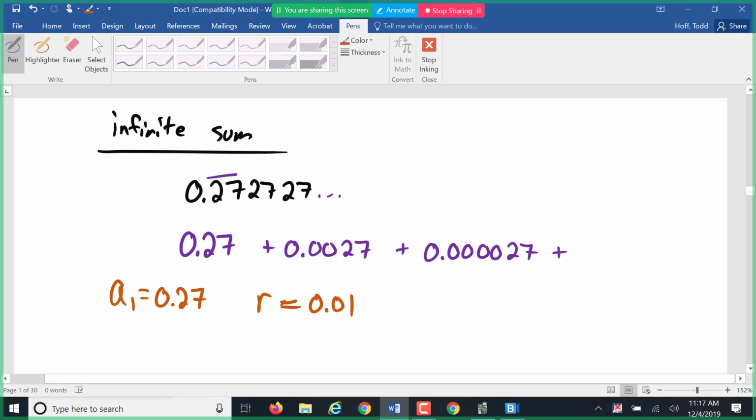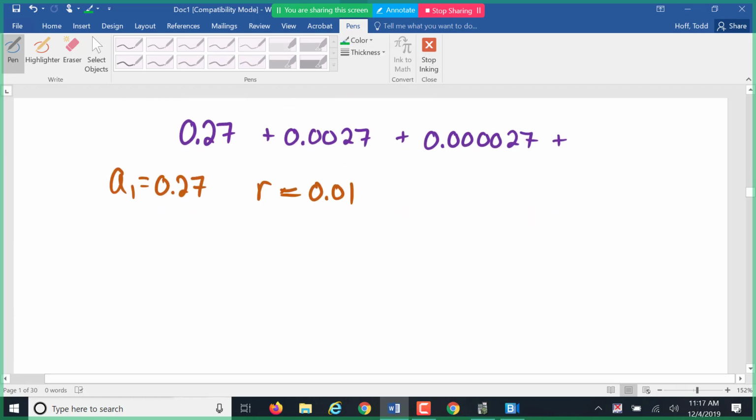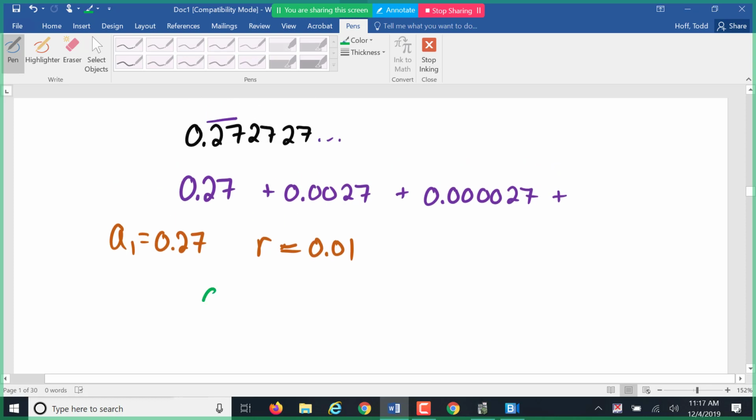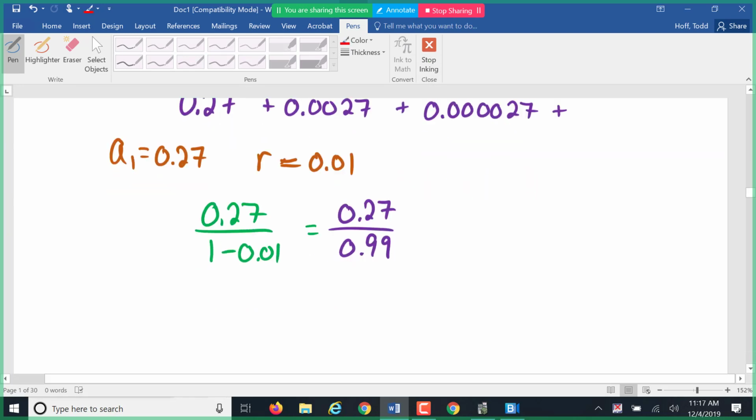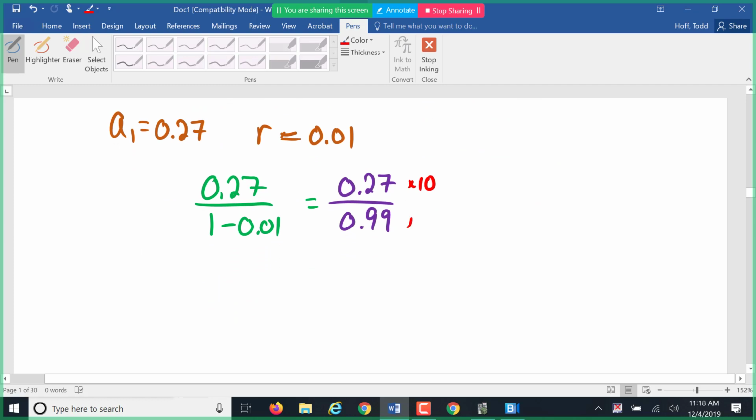So the sum of that infinite series would be A1, 0.27, over 1 minus R of 0.01. 0.27 isn't going to change. 1 minus 0.01 is 0.99. To reduce that fraction, first of all, to get rid of the decimals, there's 2 decimal places in both the numerator and denominator. I'll multiply by 100. Moves the decimal point over 2 spots. I have 27 over 99.